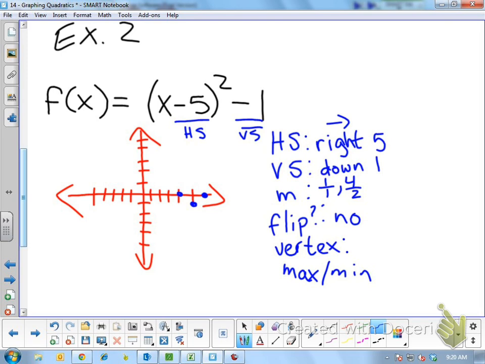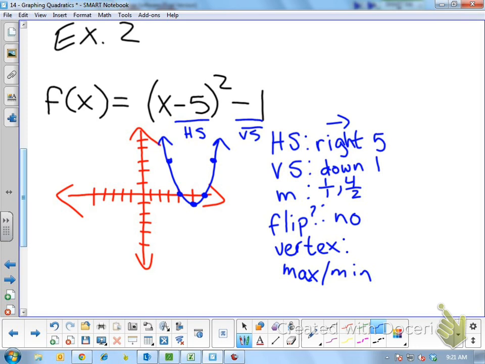But that's still not enough information for a quadratic. We still need the next 2 points. So from the vertex, we count up 1, 2, 3, 4, right 2, up 4, left 2. And it should be curved, not straight. Curved, U-shaped. So now that we have the graph drawn, we need to answer our other 2 questions.